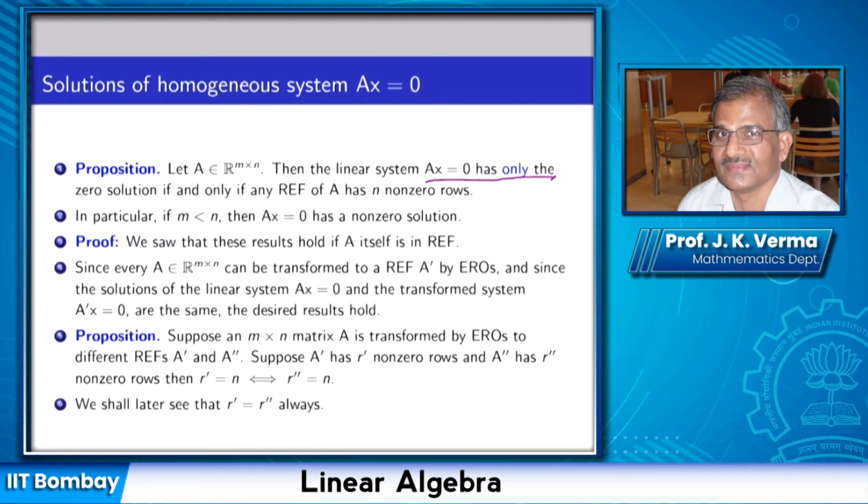Now, if 0 is the only solution, we cannot have any free variables, because the presence of free variables will imply that there will be infinitely many solutions. But the assumption is that Ax has only the 0 solution. And if there are no free variables, then the number of pivots is the number of rows. So the row echelon form will have n non-zero rows. So that's what this proposition says. I'll skip the second proposition. You can read it. We will come to a more general form of the second proposition later.